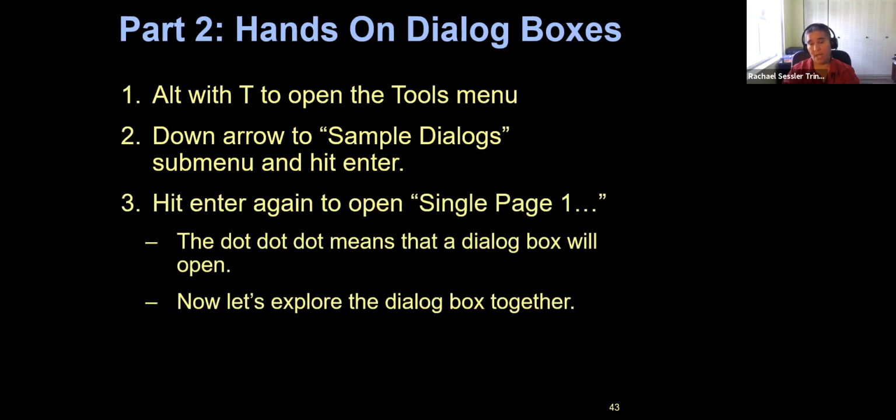So from HJPad, we're going to do an Alt-T to go to Tools, and then we're going to down arrow to Sample Dialogs. And when I get to the sample dialogs, I'm going to hit enter, which will open the submenu. And then we're going to hit enter again to open the first one, which will be single page. When you're on a menu or a dialog box and you hear an ellipsis, or some screen readers will read it differently, that lets you know that a dialog box will open.